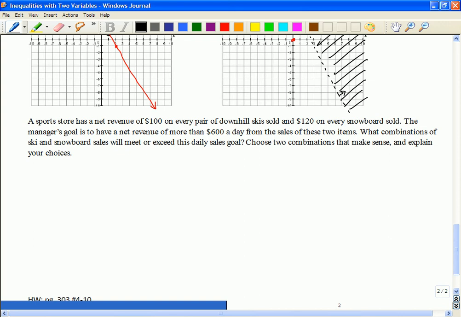Well, it says more than 60 though. Okay? So let me just show you one of the tricks when you're dealing with word problems, which is to translate what you have. It says revenue is $100 for every ski and $120 for every snowboard. So revenue equals 100 times, I guess we'll use B for board, since it's a snowboard.